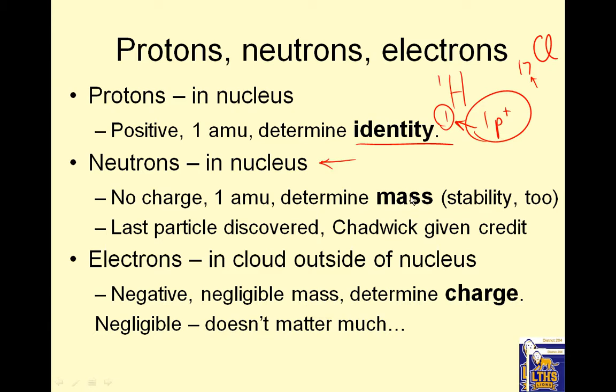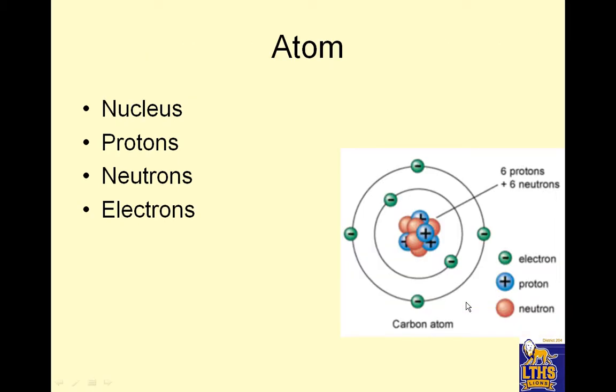Neutrons, also in the nucleus. What is their role? They help give the atoms mass. The nucleus is the heavy part of an atom. It has protons and neutrons. Neutrons help give it mass, and they have no charge. Electrons, what are they? They are negatively charged particles that are in the electron clouds outside the nucleus. They determine the charge of an atom. If you lose or gain electrons, then the atoms aren't neutral anymore. So electrons determine charge.